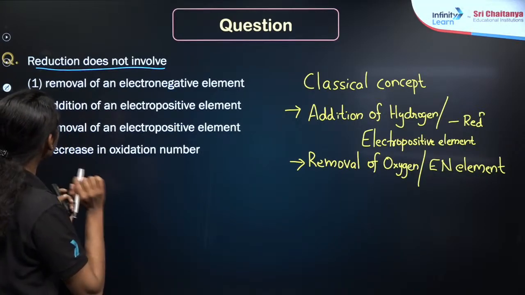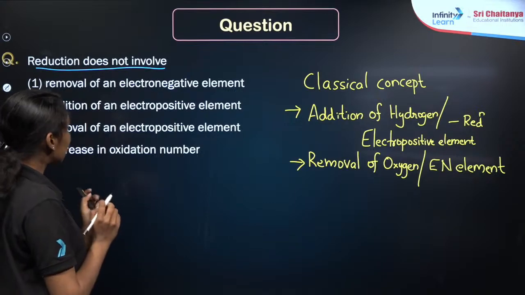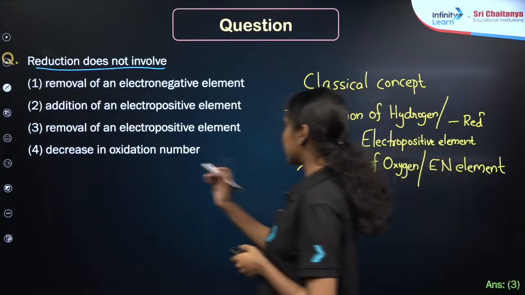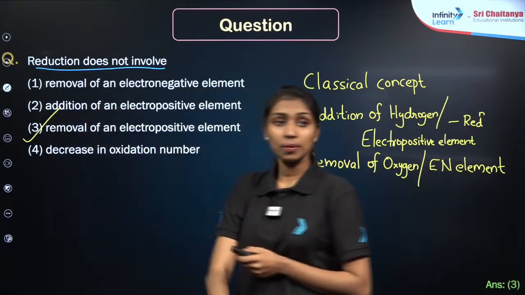What will be the one which does not involve reduction? That is the removal of an electropositive element, which means option 3 will be the correct answer here. Clear?